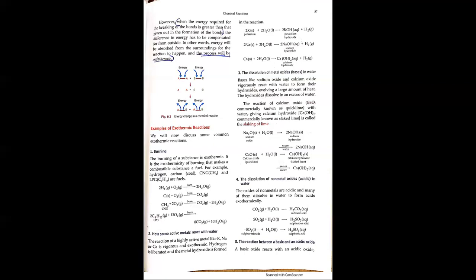The reaction of calcium oxide, known as quicklime, with water gives calcium hydroxide, which is known as slaked lime, and the process is known as slaking of lime. So what is slaking of lime? When calcium oxide reacts with water to form calcium hydroxide, the process is known as slaking of lime, because from quicklime we get slaked lime. This is again a reaction which is exothermic in nature. A large amount of heat will be evolved.